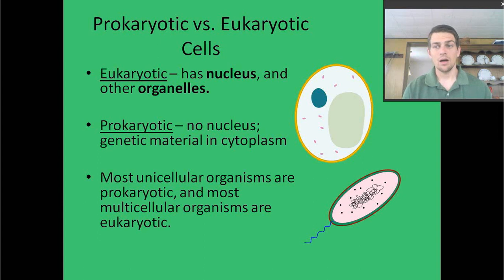Now, a good way to tell whether a creature's cell is going to be eukaryotic or prokaryotic is to look at whether it's unicellular or multicellular. In general, this is just very general, most unicellular organisms are prokaryotic. Bacteria is a classic example of this. And this diagram looks like a bacteria cell. It has a little tail to swim around and has its DNA just floating out in there. So lots of unicellular cells are going to be prokaryotic, and multicellular organisms are usually going to be eukaryotic.